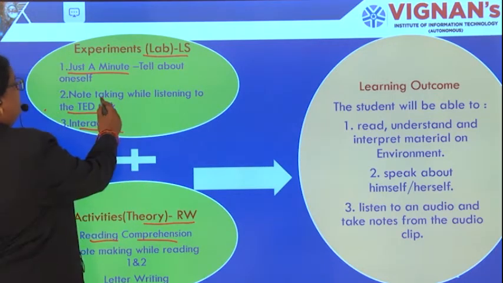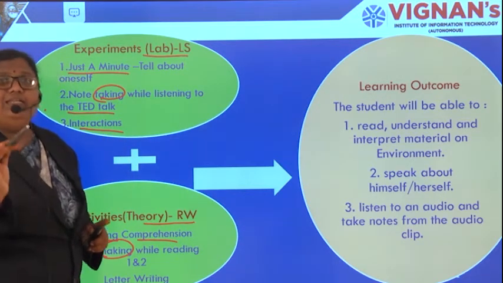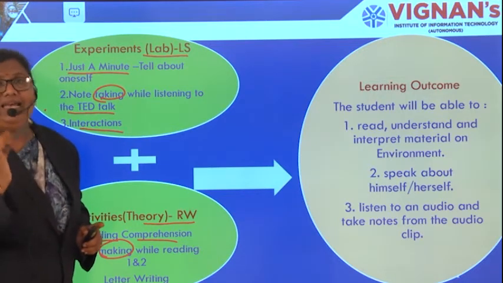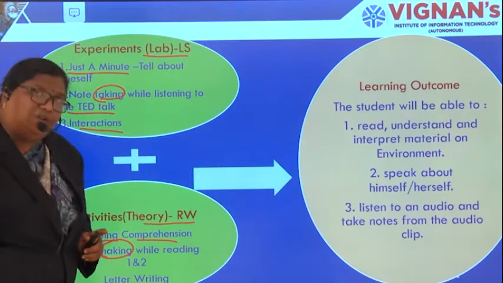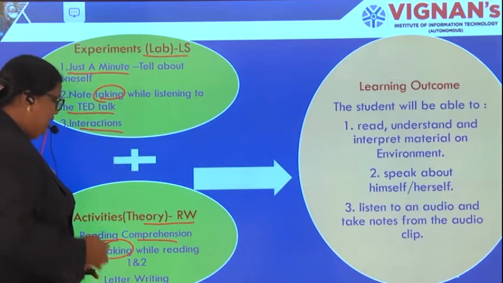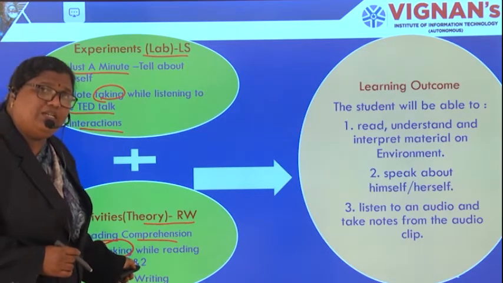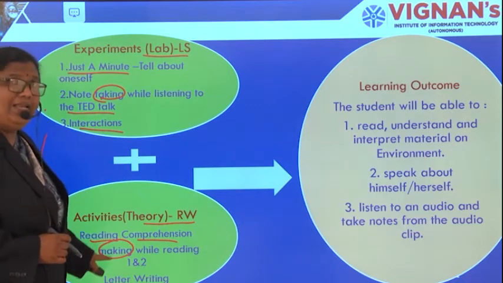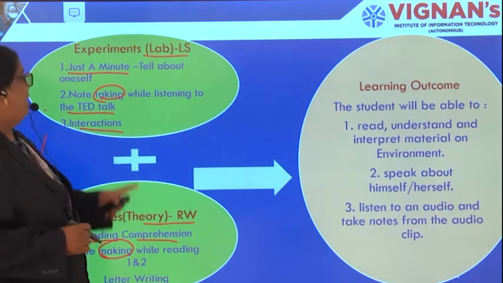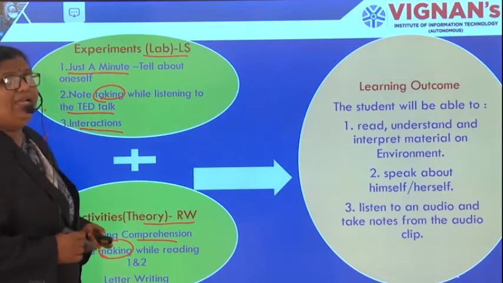Remember, here it is taking and here it is making. So note taking is a listening activity and note making is a reading activity. When you read, you make notes. When you listen to a lecture or when you listen to an audio, you take notes. And then letter writing will be under your activities. So what are the activities you will be doing here in the first unit? The first one is reading comprehension, then note making, and the next one is letter writing. And lab components: just a minute, note taking, followed by interactions.